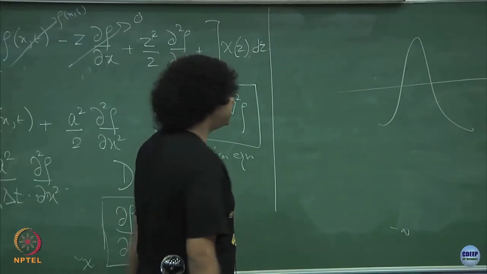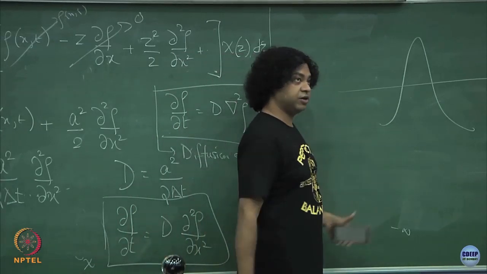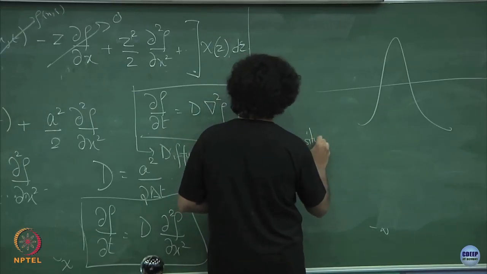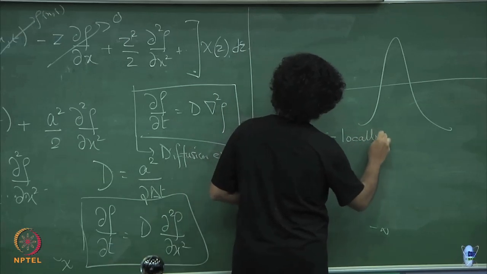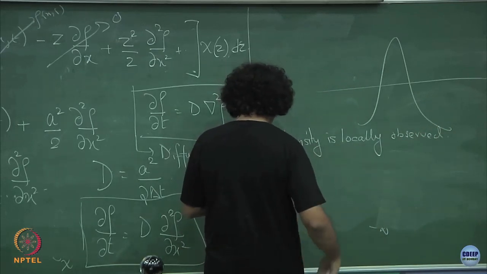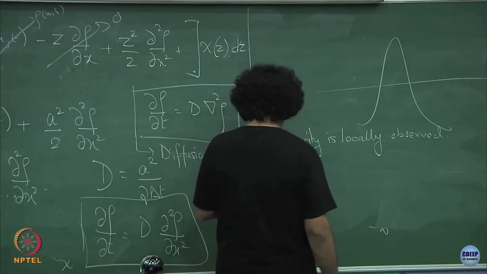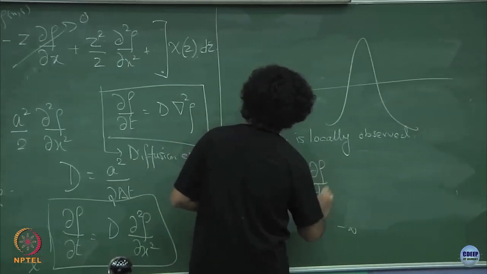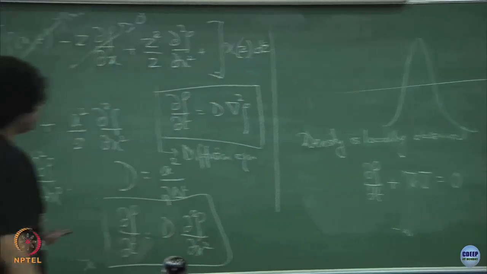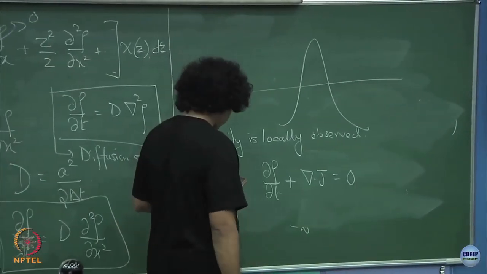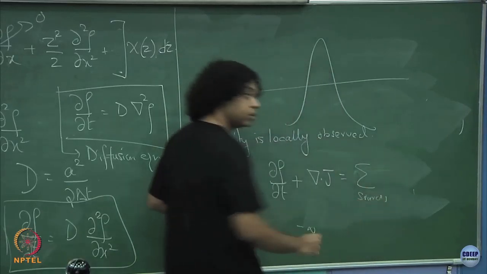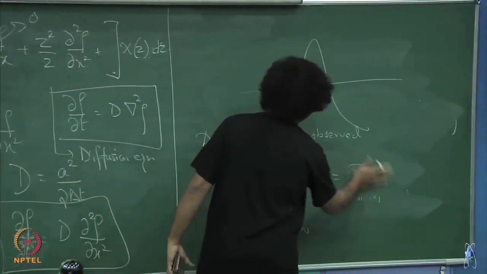If your particles, the objects which are undergoing this diffusion, are not created or destroyed, so if these are conserved objects, so if your density is locally conserved, that is, these random walkers are neither created nor destroyed, then you can write the continuity equation, which is del rho del t plus divergence of j is equal to 0, right. That is my continuity equation in the absence of any sources or sinks. If you had sources or sinks, you would get some contribution from sources over here, right.